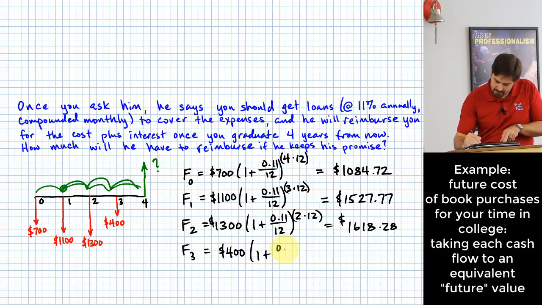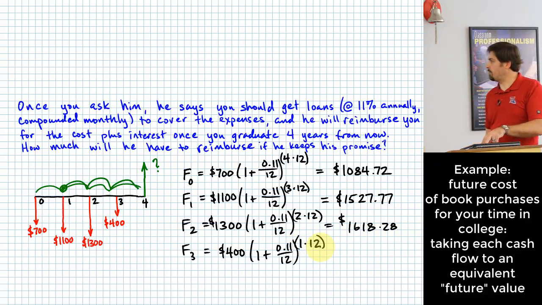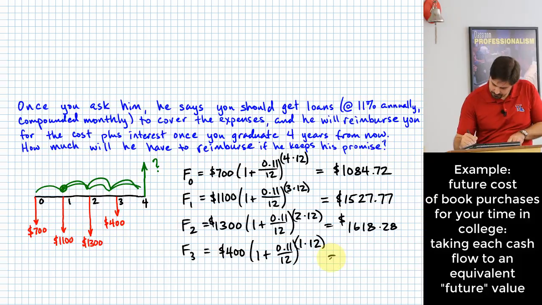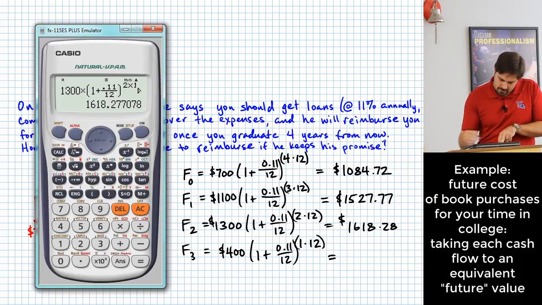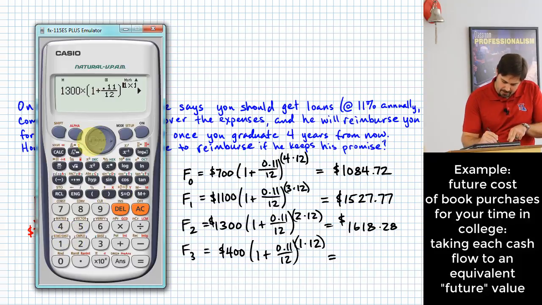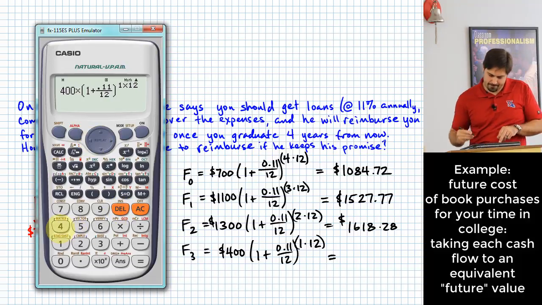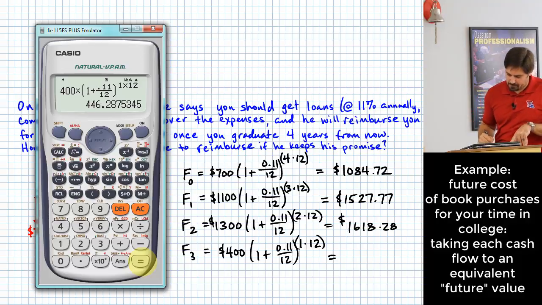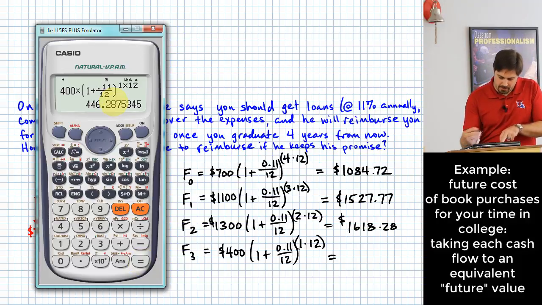And then lastly, what do you do for this last one? You just do 1 year times 12 months per year. And what we have there, again, we change this to 1. We go down here and change this to 400. So 446.29.